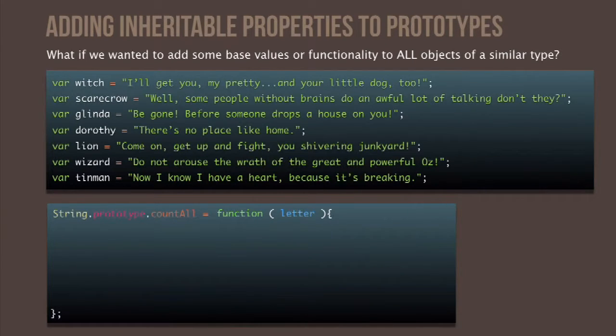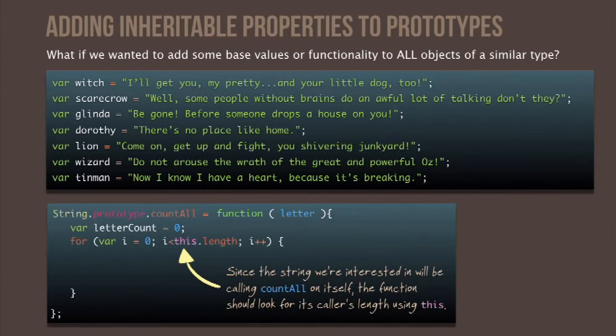Next, we'll get a for loop going. Check this out. So inside we've got our loop counter set up. And we're only going to run so long as we have not reached the end of the string. Now, since the string we are interested in is going to be the very string that is calling countAll, we want to use the very important this keyword to refer back to that caller string.